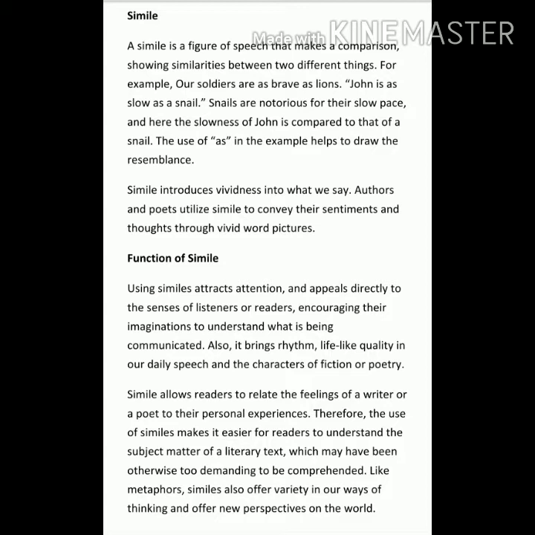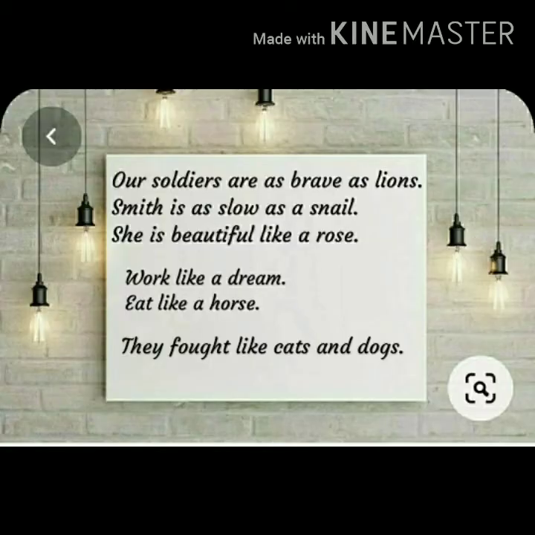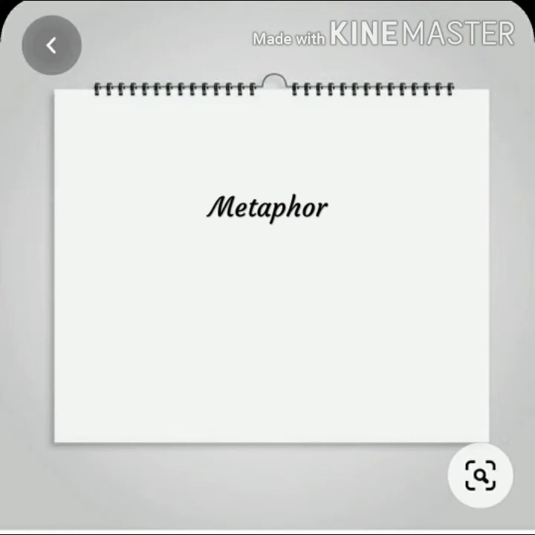Therefore, the use of similes makes it easier for readers to understand the subject matter of a literary text, which may have been otherwise too demanding to be understood. Please pay attention to the examples of simile on your screens. I hope it was fairly easy to comprehend for you, and now we'll move on to our next literary term, which is metaphor.